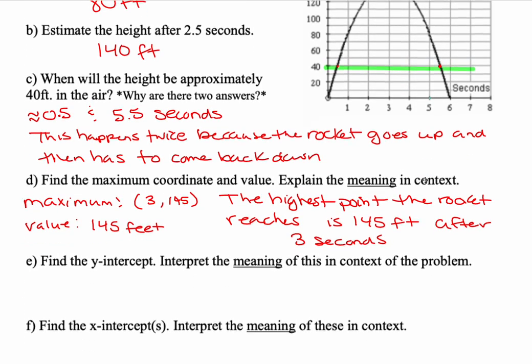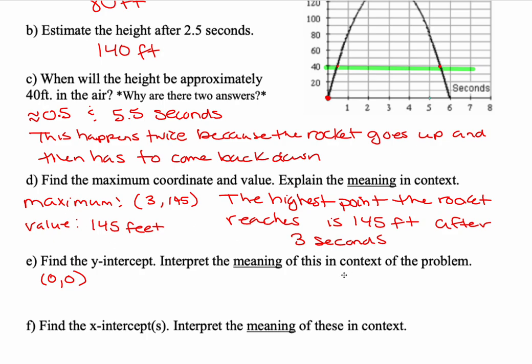The next question says find the y-intercept and interpret the meaning of this in context of the problem. So the y-intercept again is where the graph crosses the y-axis, or when the x value is 0. So if we come to the y-axis, we can see the function is hitting at this location, which is the origin, which is at 0, 0. So the y-intercept is 0, 0.